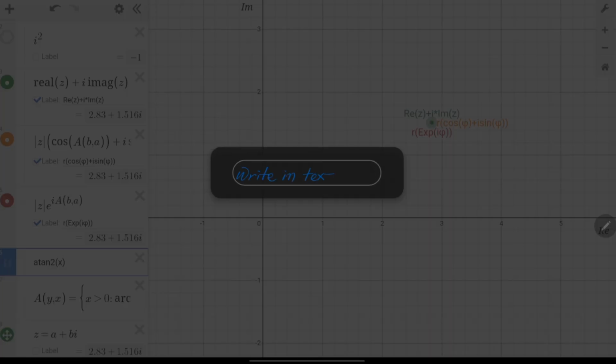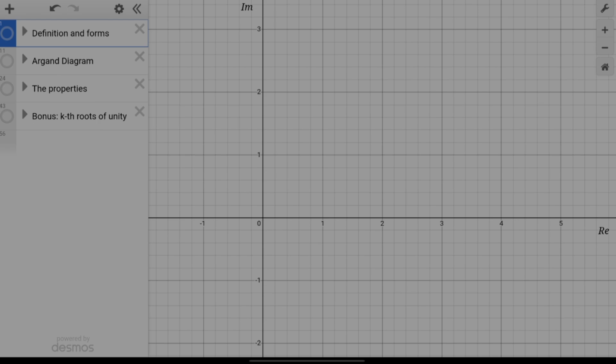We also have the visualization for the Argand diagram. And as you can see, you can drag around this point. You'll see the imaginary part, the real part, and the argument, and the absolute value. So, isn't it very nice?